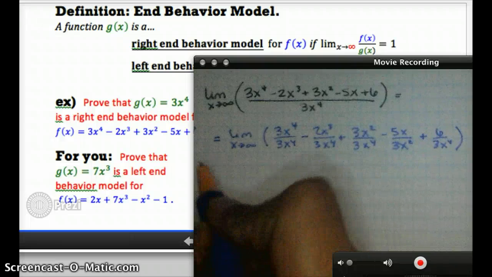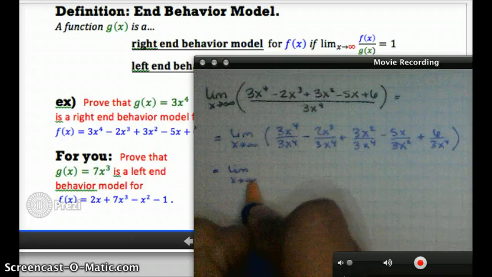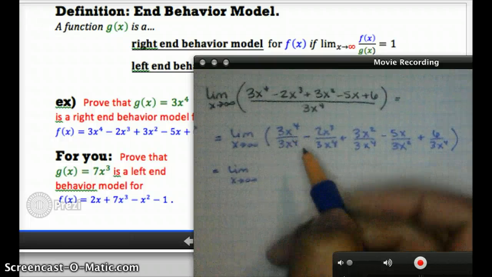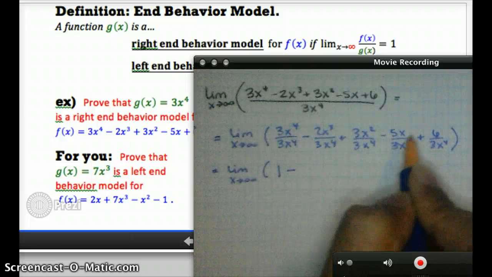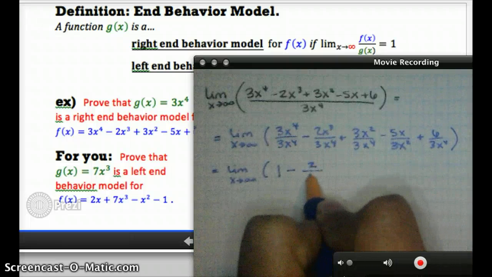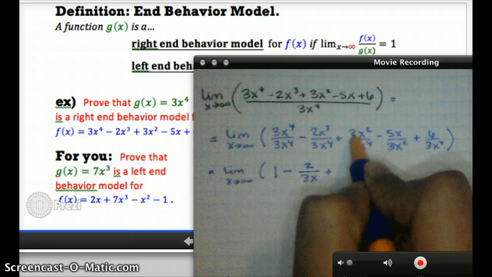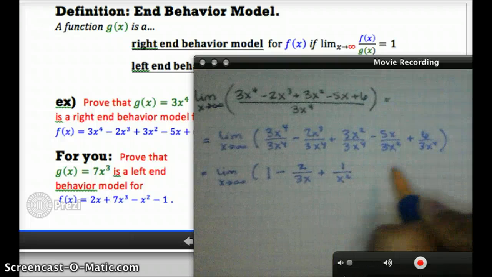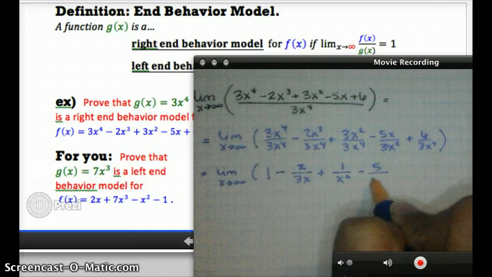Now another thing I'm allowed to do legally is just to use any algebraic simplification rules. In particular, I know that 3x to the fourth divided by 3x to the fourth is just 1. And if I go ahead and simplify all of these other fractions, we have a number of x's that will cancel each other out. So this becomes 2 over 3x. And this term becomes, the 3's cancel out, so it's really just 1 over x squared. And then we've got 5 over 3x.